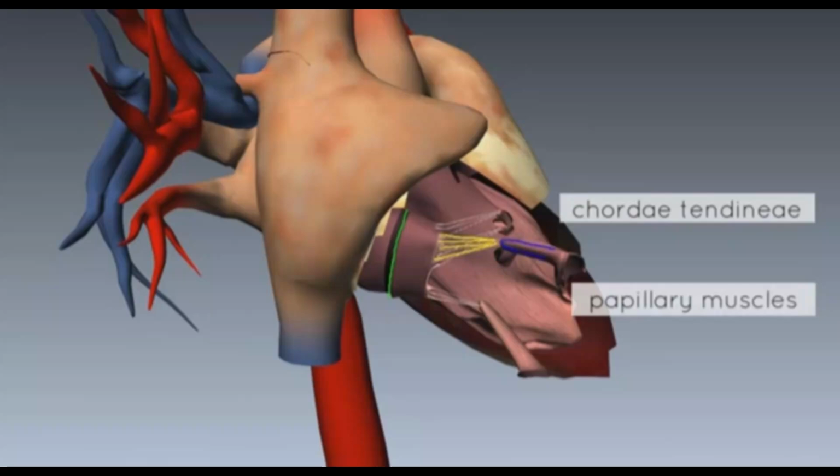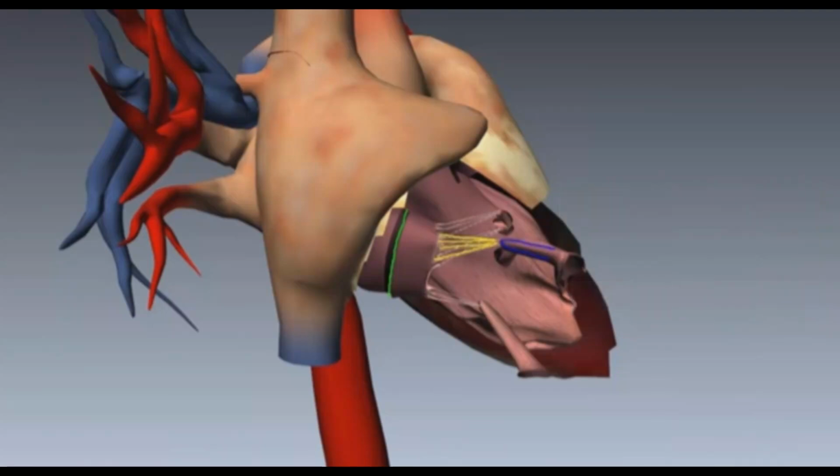So the point of the chordae tendineae and the papillary muscles is to prevent these cusps, to prevent the tricuspid valve from being everted back into the right atrium when the ventricle contracts and the pressure increases and the backflow of blood forces against the tricuspid valve.